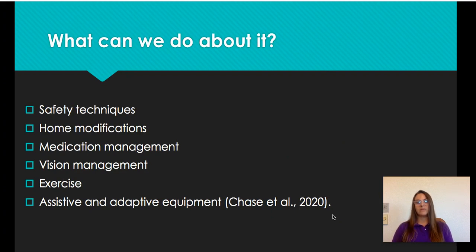So what can we do about it? We can learn safe techniques. There are different home modifications, medication management, vision management, exercise, and the use of assistive and adaptive equipment.